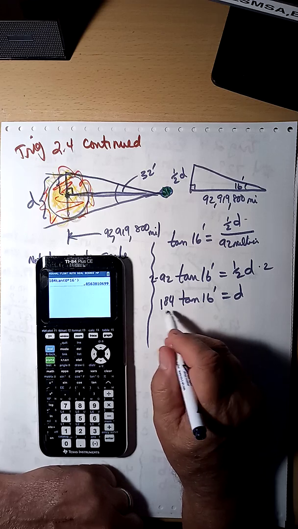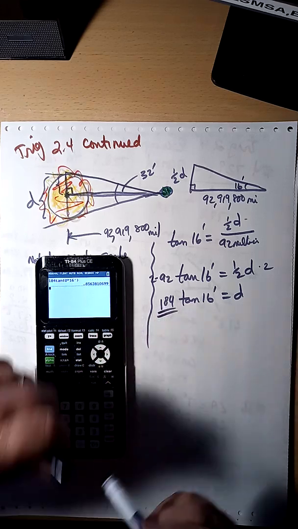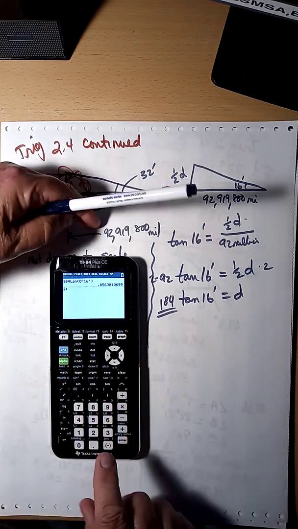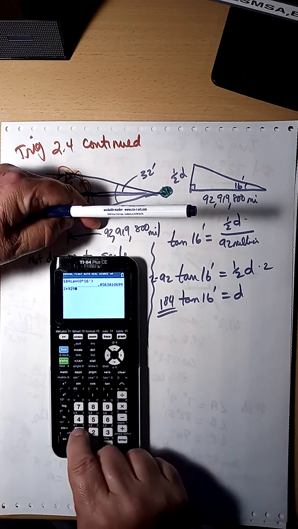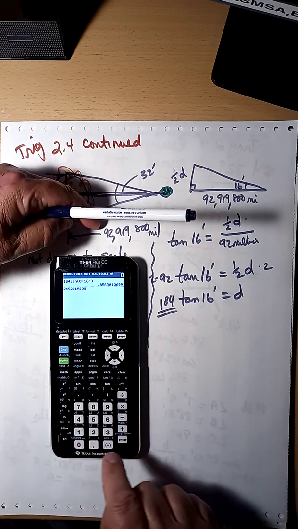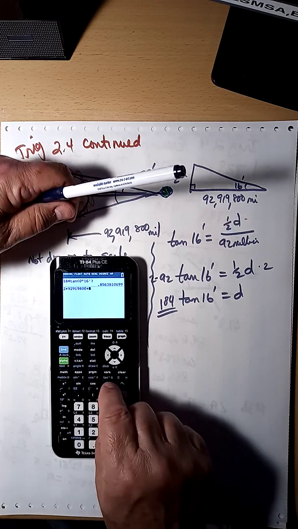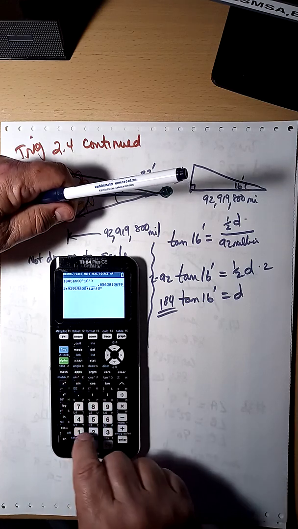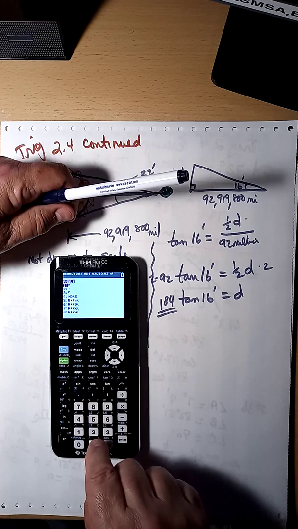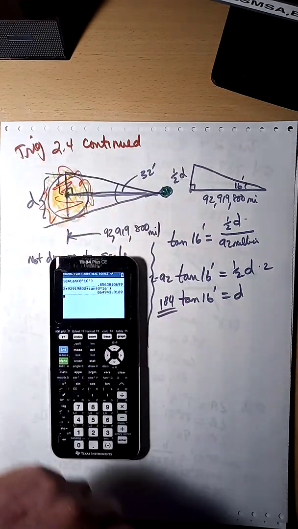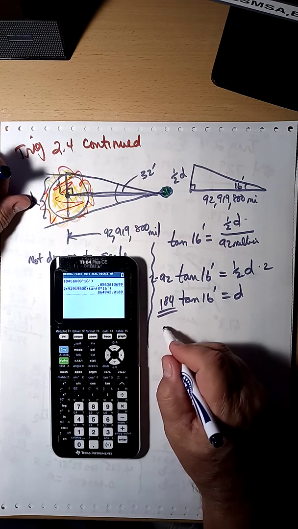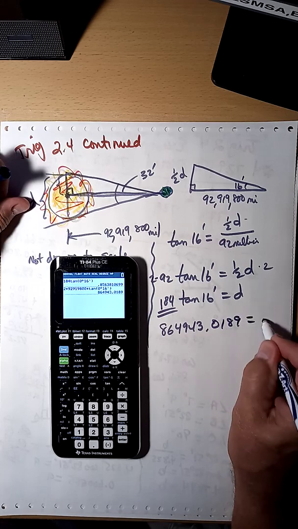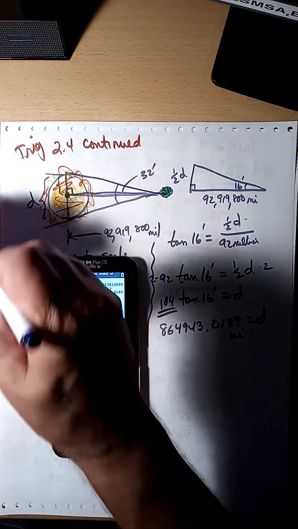So, oh, you know what? I can't use 184. I got to use that whole thing. So let me go back to this thing. And it's really 2 times 92,919,800 times the tangent of 0 degrees, 16 minutes. Now let's get, because that was too small of a number. So this is 864,943.0189 miles.